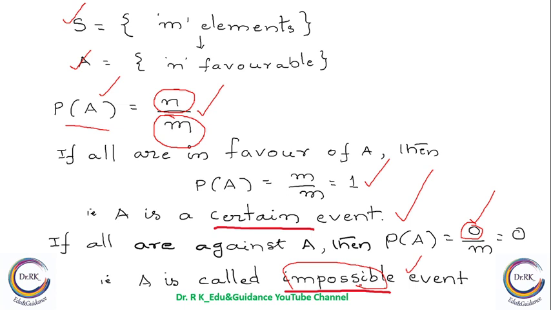But in the true sense, in such cases we don't require any probability concepts. If it is certain, we don't require any probability. If it is an impossible event, we don't require probability concepts to understand. Okay.